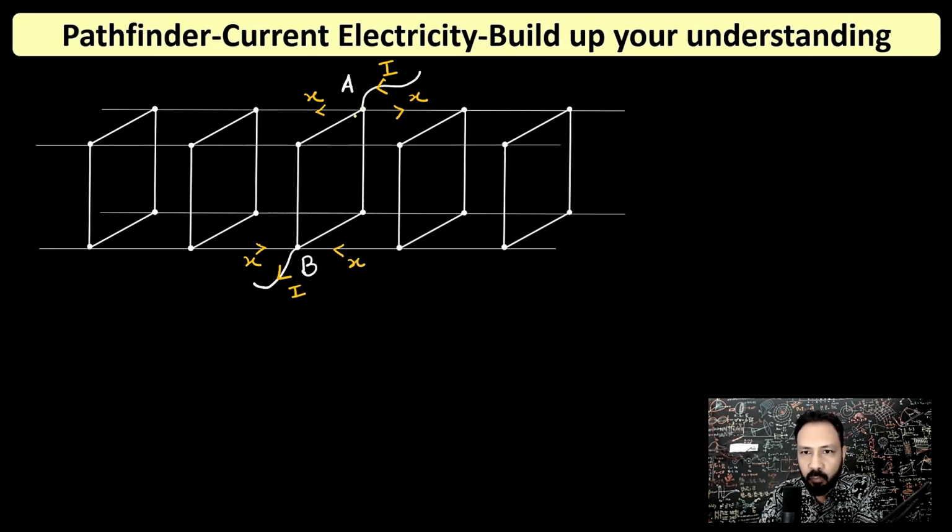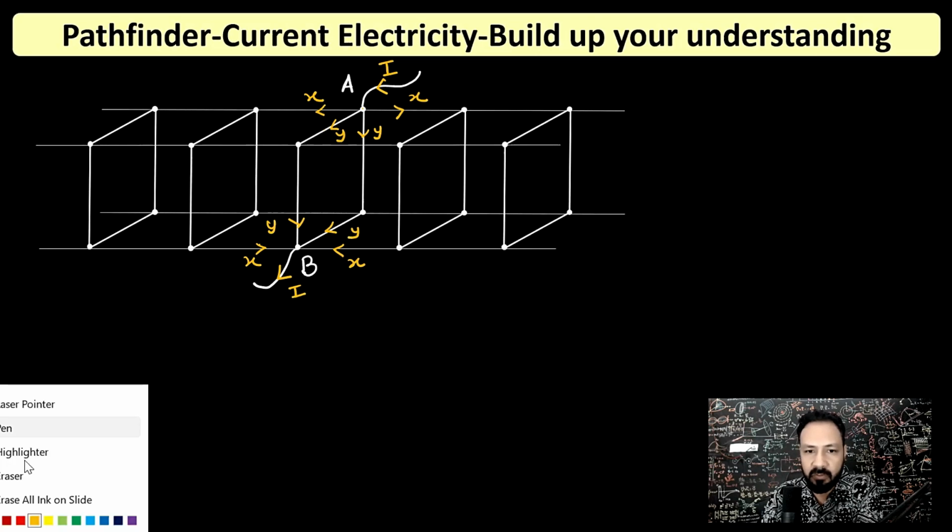And now the other two parts, this part and this part, again, they are identical. There is no way to choose one over the other. So if the current going here is Y, the current will go here also Y. Now the same way here, if the total current entering at A is I, the total current leaving at B is also I. So this should also be Y and this should also be Y.